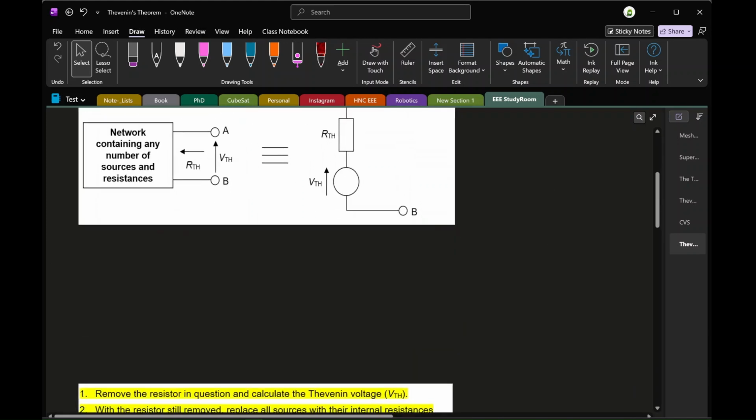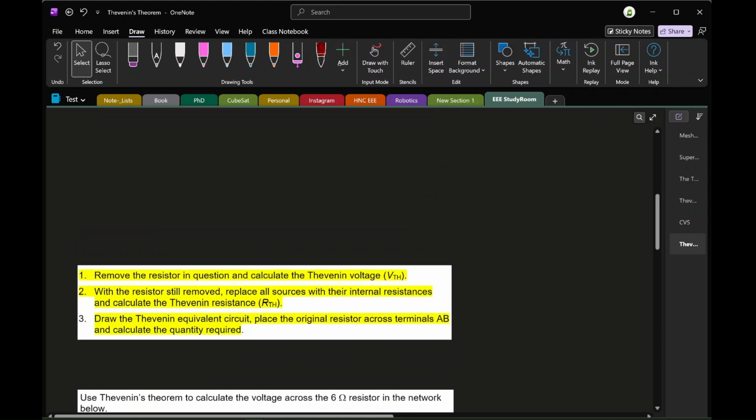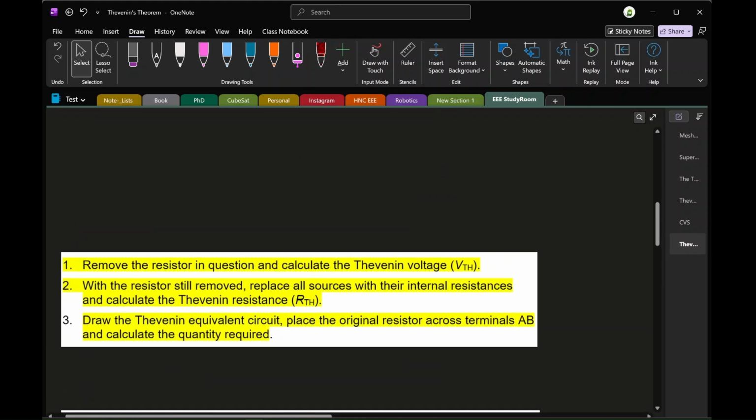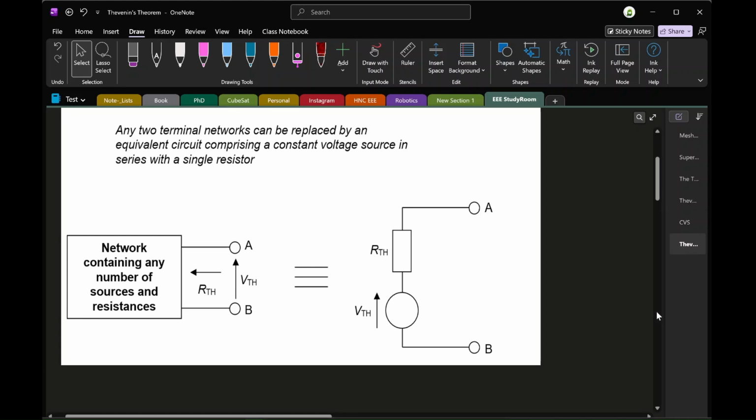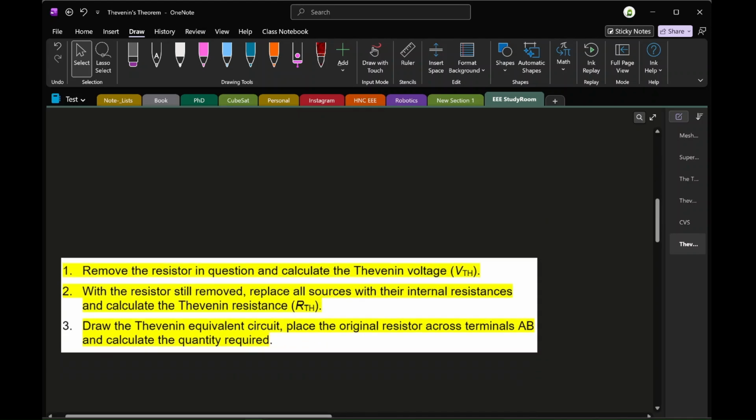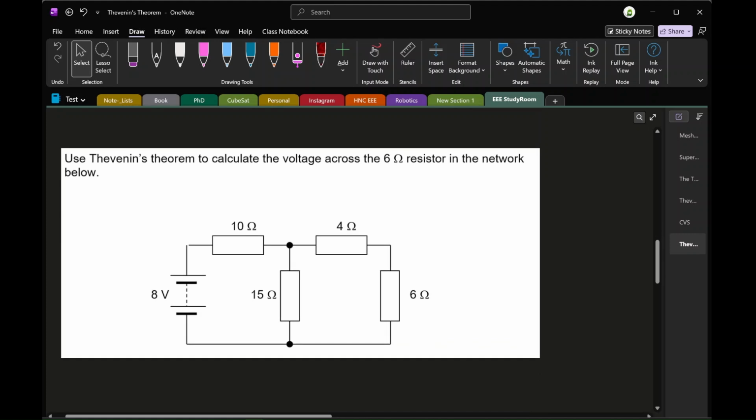So applying Thevenin's theorem requires a few steps. There's only 3 of them at the moment. The first step is remove the resistor that you want to know more information about, voltage and current, etc. We then calculate the Thevenin voltage and resistance. Then finally, we replace our circuit with that equivalent circuit, something similar to what you saw here. Now, it's probably easier to just actually look at a worked example. So we'll go ahead and take a look at this.